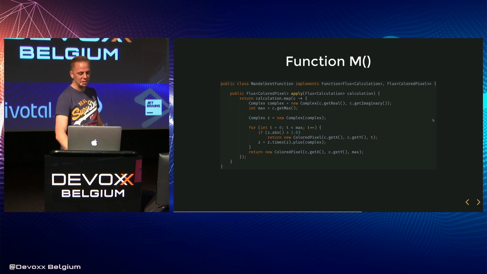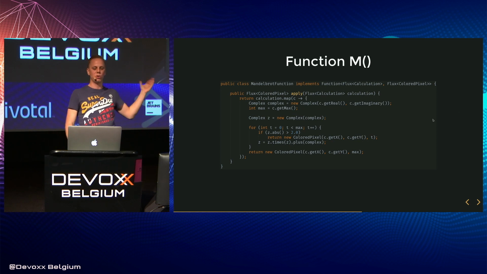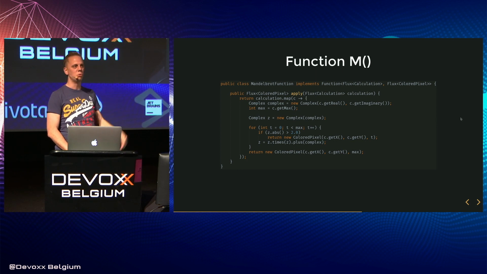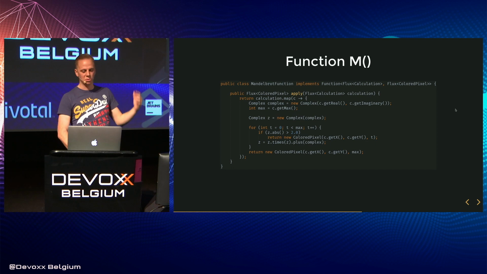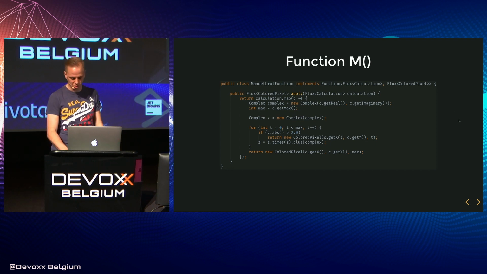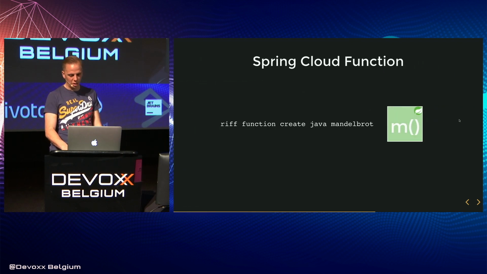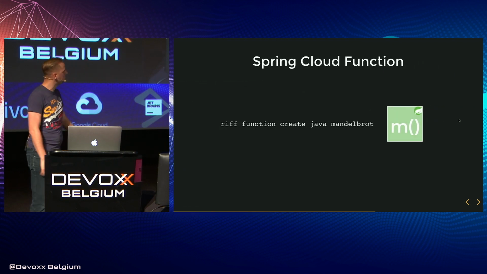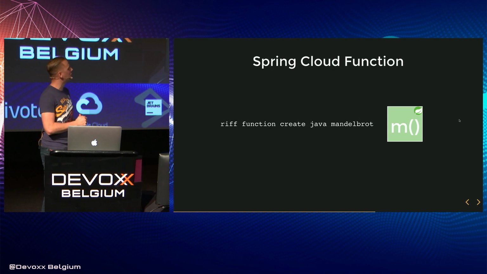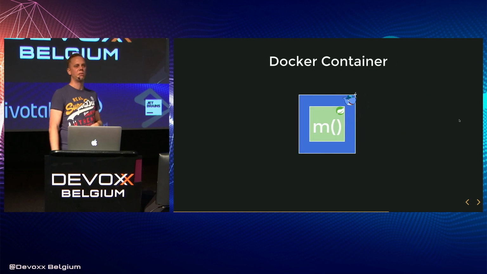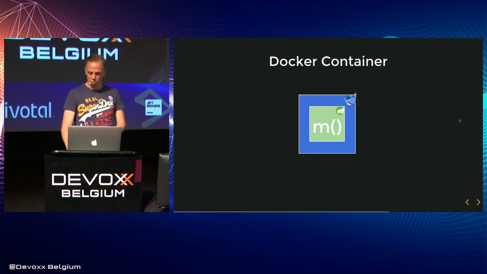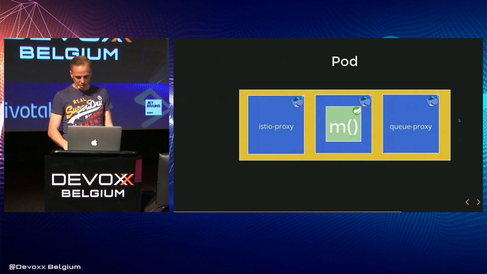The function mainly implements the function I showed before. It tries to do z squared plus c and iterates over that until it's over the bounds of 2. If it's not over the bounds, it returns the number of iterations it went through. We wrap this function using Riff: we just do riff function create java mandelbrot. It will wrap it into a Spring Boot invoker, and then Riff will build a Docker container out of it in Knative.